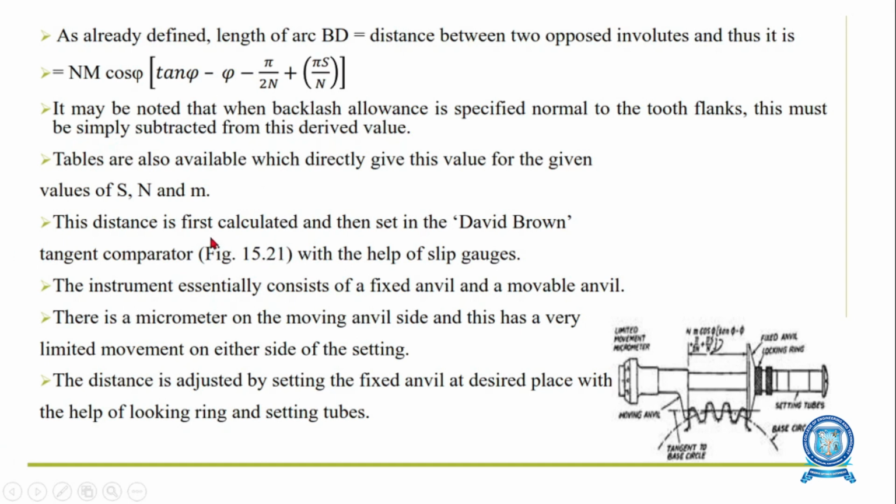The distance is calculated and then set in the David Brown tangent comparator with the help of slip gauges. So the instrument essentially consists of a fixed anvil and a movable anvil. There's a micrometer on the moving anvil side, and this has a very limited movement on either side of the setting. So the distance is adjusted by setting the fixed anvil at the desired place with the help of locking ring and setting tubes.